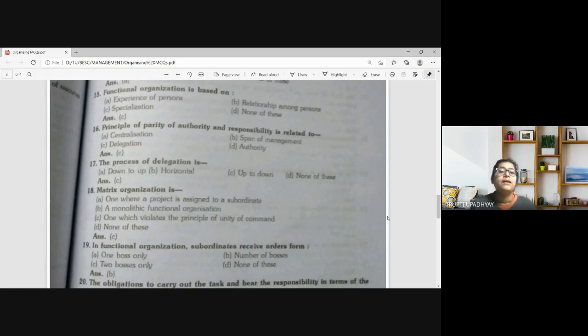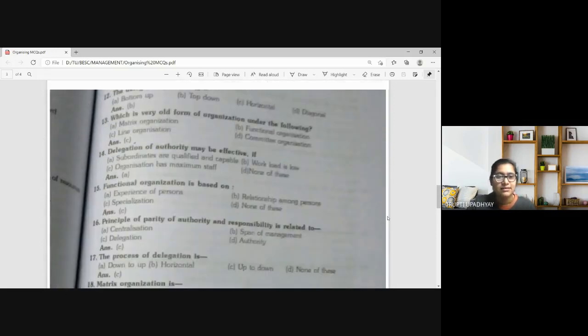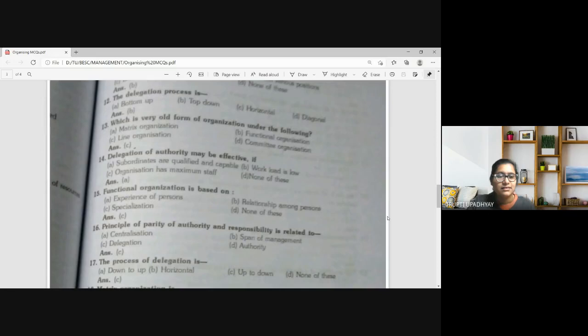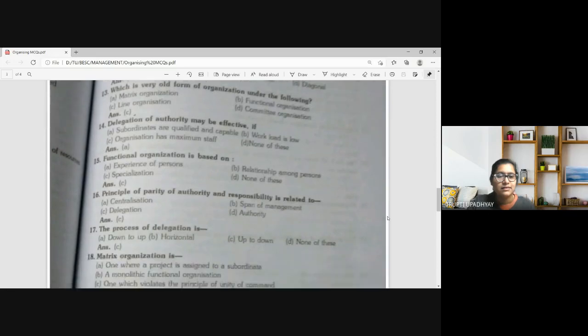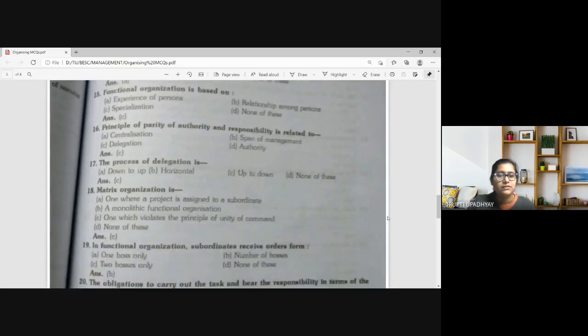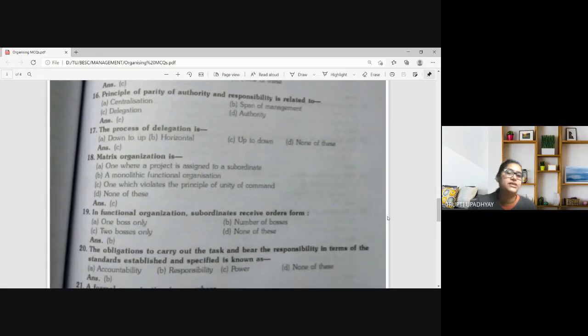Next question, process of delegation is. So process of delegation is up to down. Fine, from the top level it is coming to the down level.